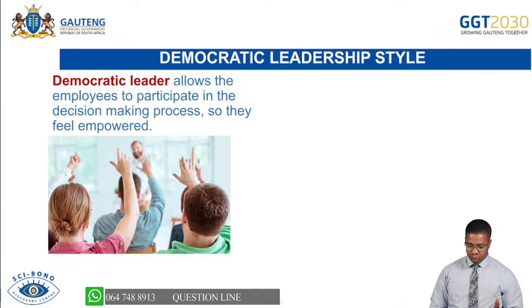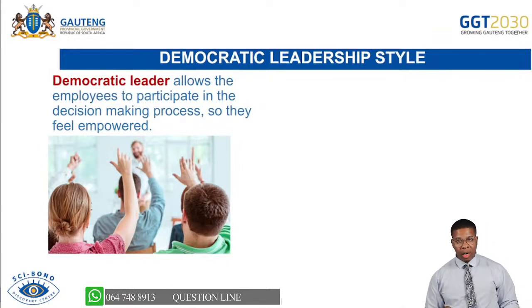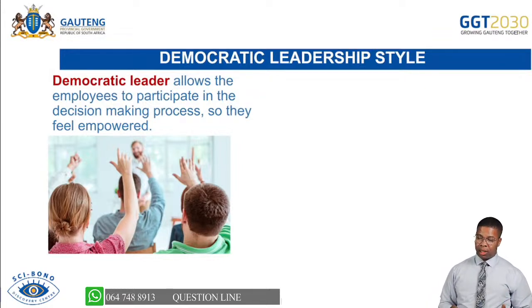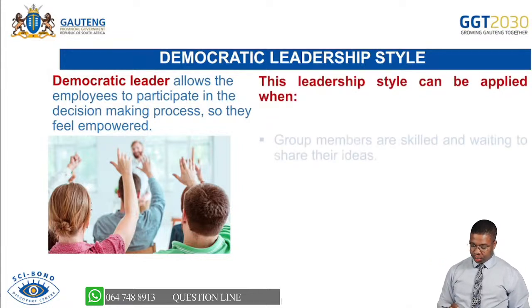What does the leader do? A democratic leader allows employees to participate in the decision-making process so that they feel what? Empowered. As you can see from the picture, this is the leader who would allow employees to participate in decision-making. But it doesn't mean the employees are making the decision on their own. It means they are participating, they are contributing ideas.